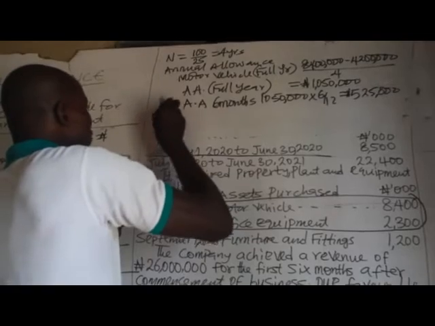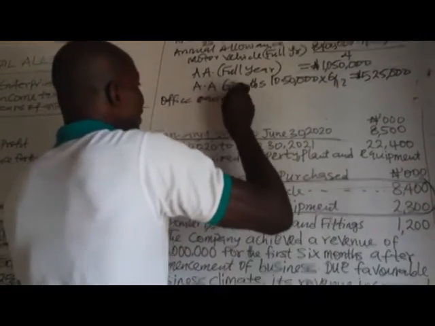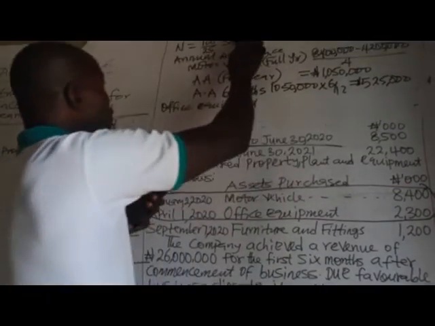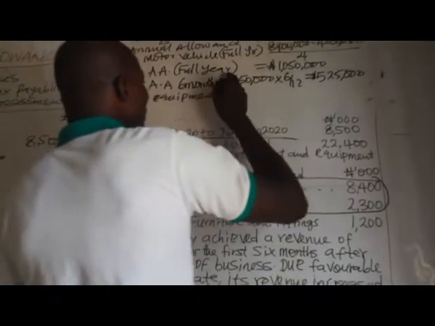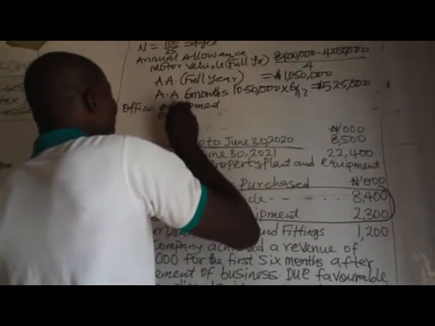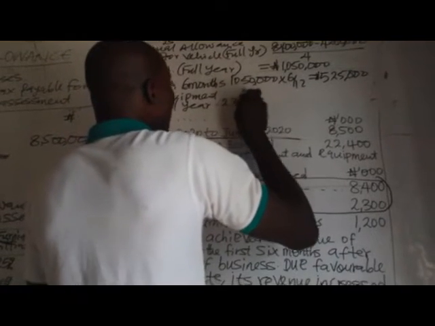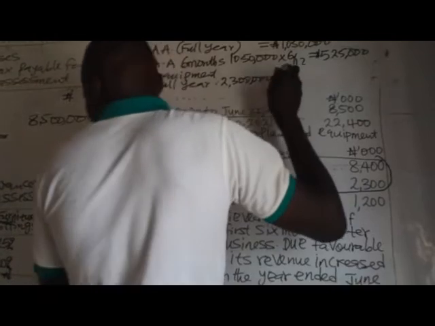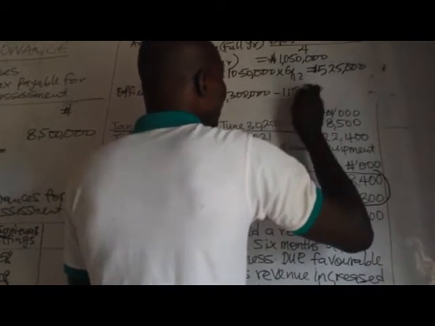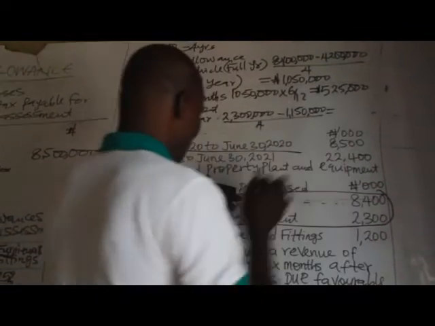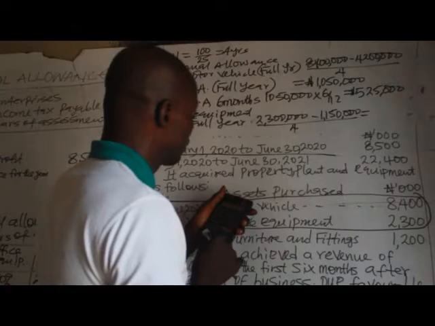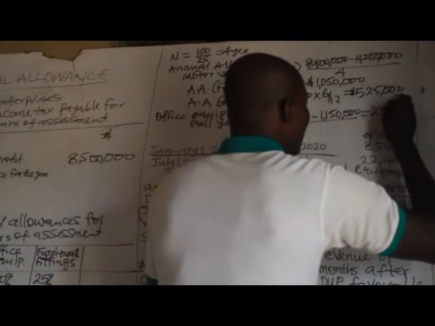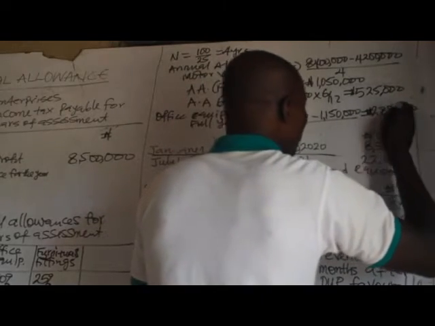Therefore, that of office equipment, the annual allowance rate is still 25%. That means office equipment is expected to last for 4 years. So we have cost. The cost is 2.3 million minus initial allowance of 1,150,000. So full year annual allowance, which is cost of 2.3 million minus 1,150,000, which is the initial allowance, divided by the useful life of 4 years. That will give us 287,500. This is the annual allowance for full year, that is for 12 months.